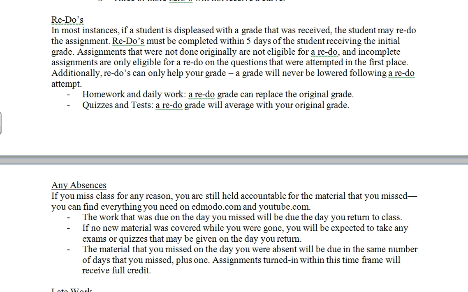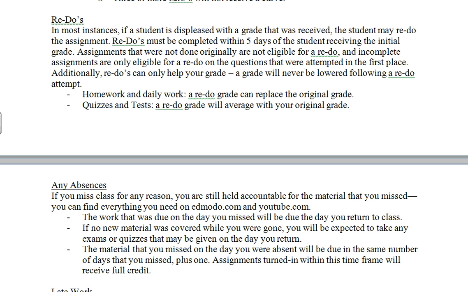"Oh, I don't have a printer, so I can't print it out at home." You don't have to print it. You get out a notebook paper, you read the question off of your computer or off of your smartphone or whatever, and you answer it on your own paper. Okay, so you will be able to do everything that you need to do outside of class just as if you were in class. So there will be no excuses on that.